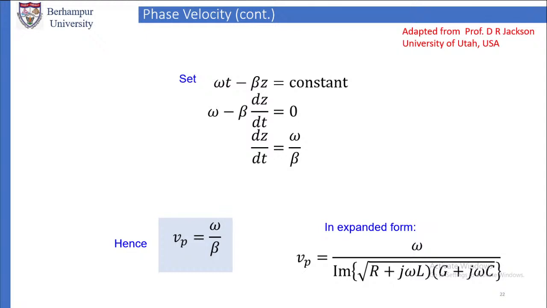Now why are we calling it vp? vp stands for phase velocity. This is called phase velocity because we have considered a constant phase. Therefore this velocity is called the phase velocity. So vp is equal to omega by beta. If you expand it, this will be omega by the imaginary part of gamma, and gamma, as you know, is equal to the square root of (R plus j omega L) into (G plus j omega C). So vp is equal to omega by the imaginary part of the square root of two terms. The first term is R plus j omega L, the second term is G plus j omega C.